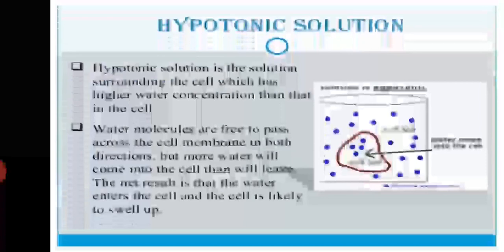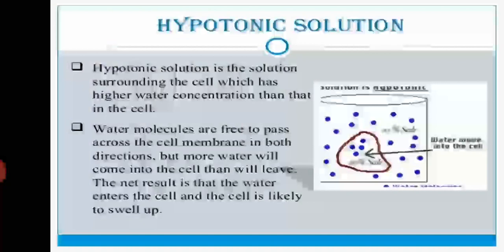Now, as the process of osmosis takes place, we have different types of solution in which osmosis takes place. The first type of solution is a hypotonic solution. Now, what is a hypotonic solution? A hypotonic solution is a solution in which the amount of water is more outside the cell and the concentration of water is less inside the cell.